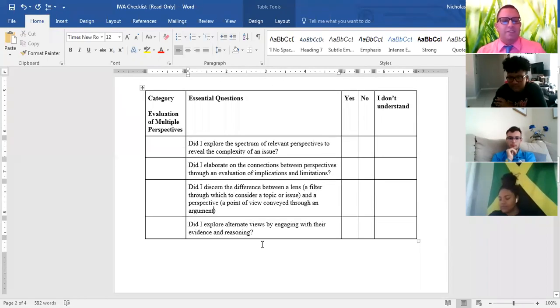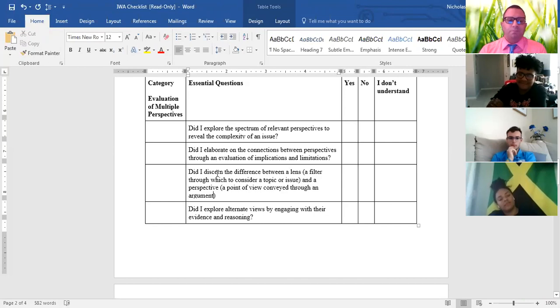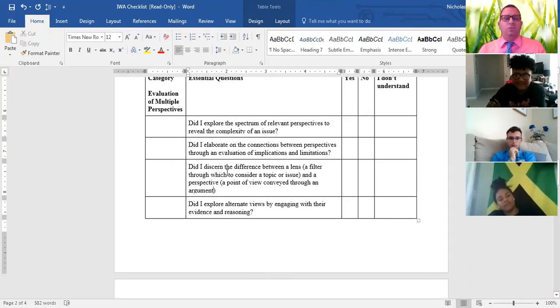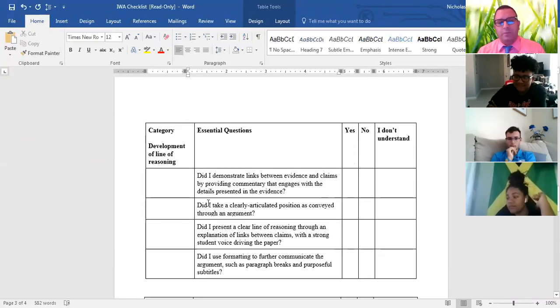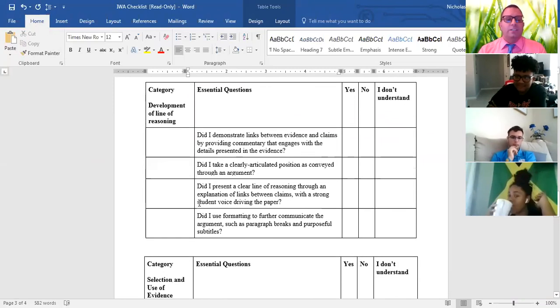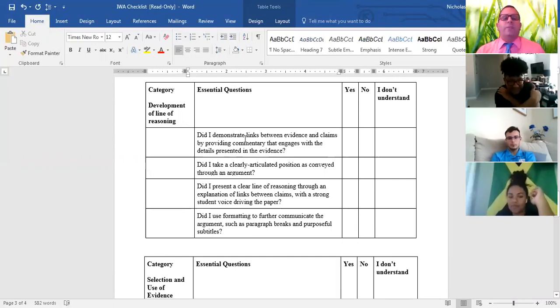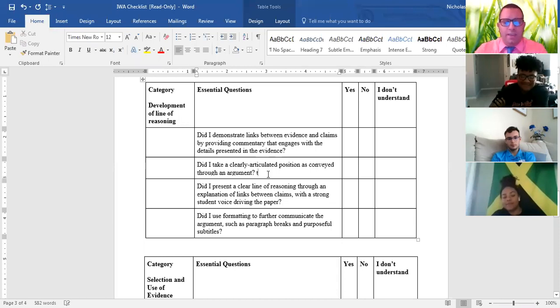And so I think this is definitely an area where people tend to lose points, okay, because they become very, very pigeonholed on their line of research, and they aren't looking at alternate points of view or different perspectives or multiple lines of reasoning. Okay, speaking of lines of reasoning, do you clearly demonstrate a link between the evidence and the claim? Do you have a clearly articulated position, i.e. a thesis? Okay, that's what they're talking about there. And is your thesis easily identifiable?